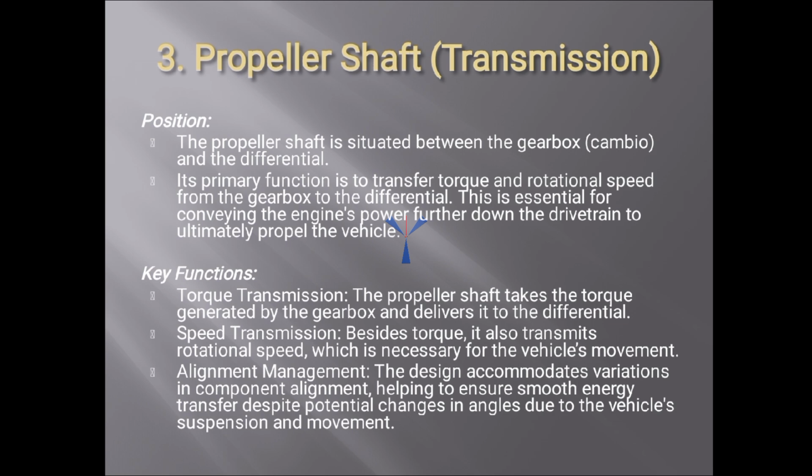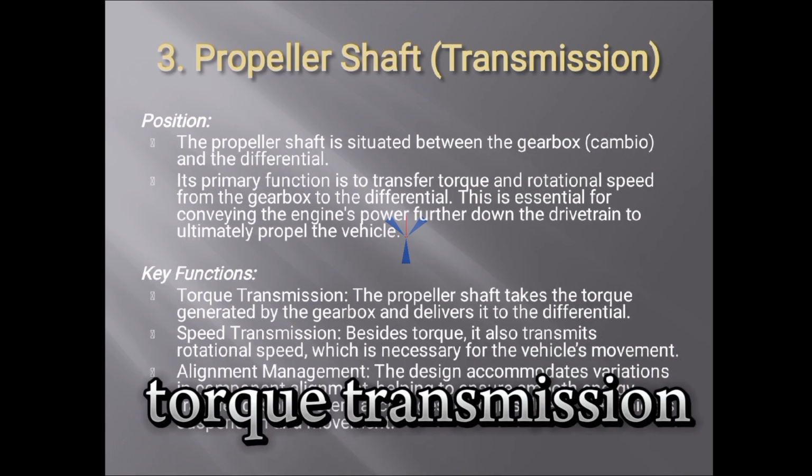As I said before, there is a huge distance between the gearbox and differential, therefore the propeller shaft is situated between them to transfer the torque and rotational speed to the differential. So this is essential for conveying the engine's power further down the drive train to ultimately propel the vehicle.